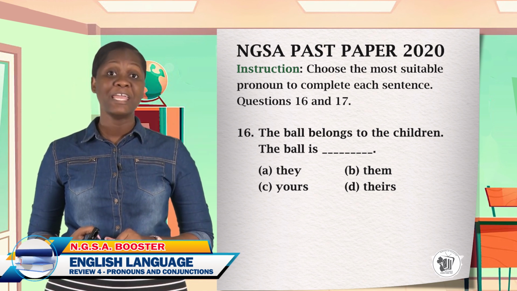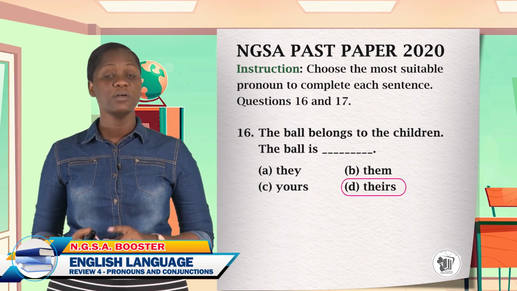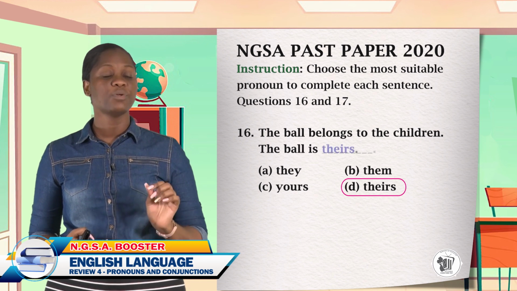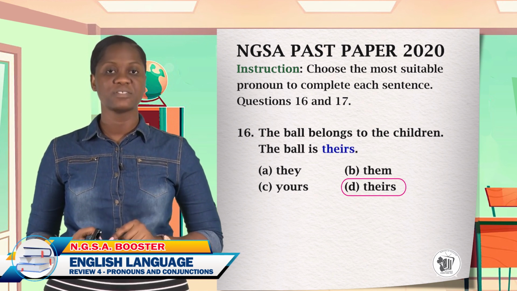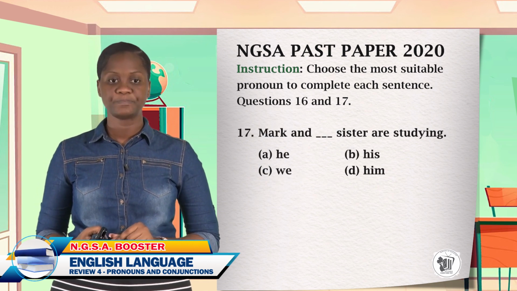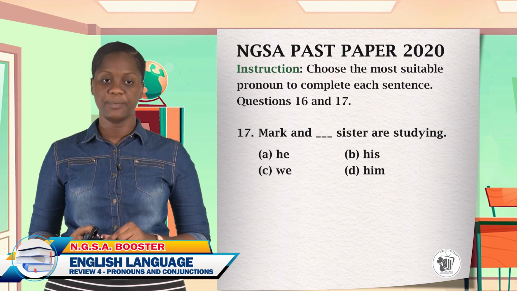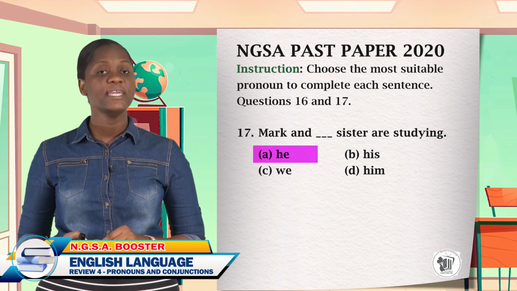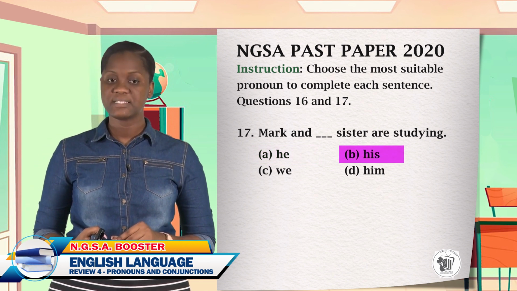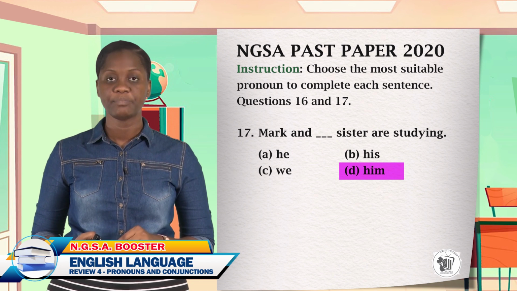Smart children, if you think that the answer is D. So, the sentence would read, the ball belongs to the children. The ball is theirs. Number 17, Mark and something's sister are studying. Let's look again at the options. A, he, B, his, C, we, and D, him.